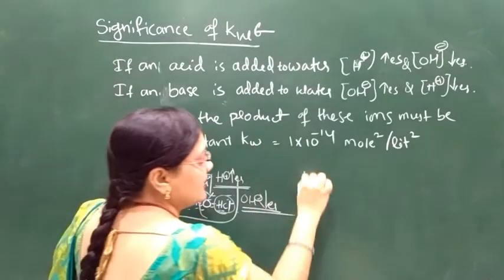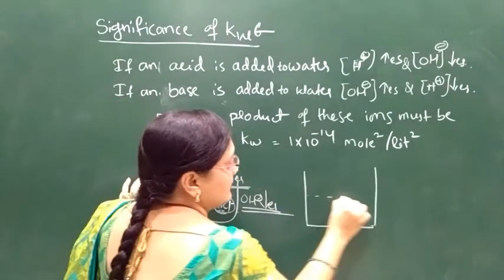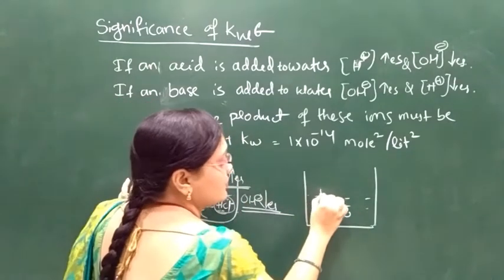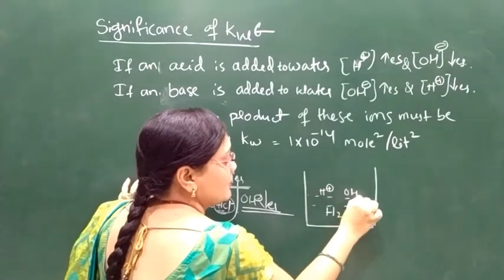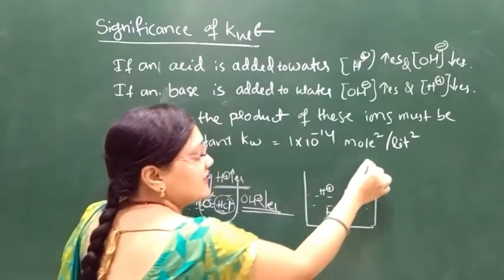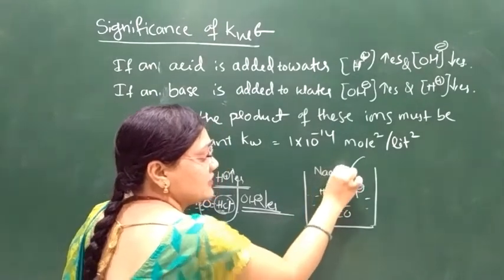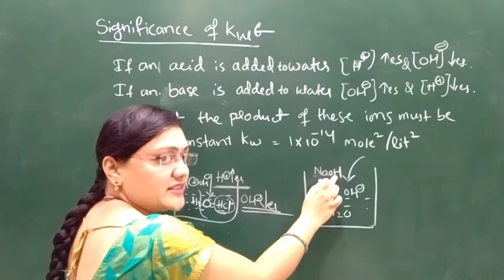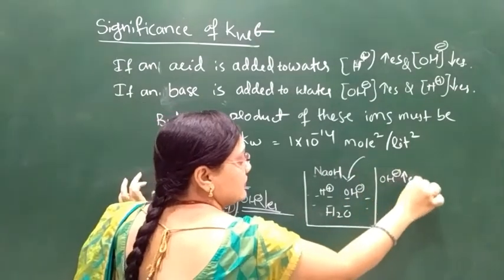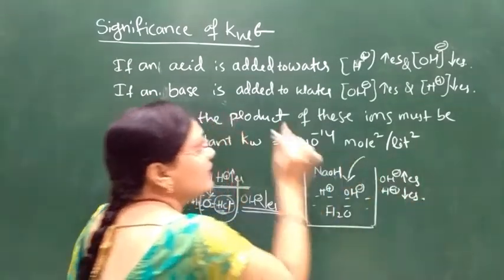Now the second example: a container with some water, H2O, which dissociates into H plus ions and OH minus ions. Dissociation means separation. If a base is added to the water, for example NaOH, the OH minus ions increase and the H plus ions decrease. This is the significance of the water.